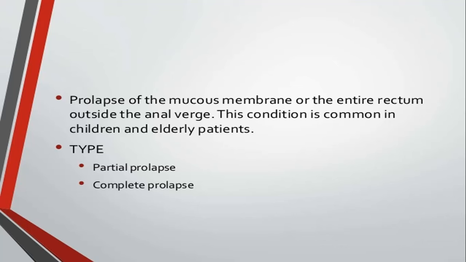So this condition is common. It is common in children and elderly patients. The elderly patients are those who are more than 50 or 60 years old, and children, mostly younger children. So the types are partial prolapse and complete prolapse. In the partial, only the mucous membrane comes out from the anal verge, and in the complete, the whole wall of the rectum comes outside the anal verge.